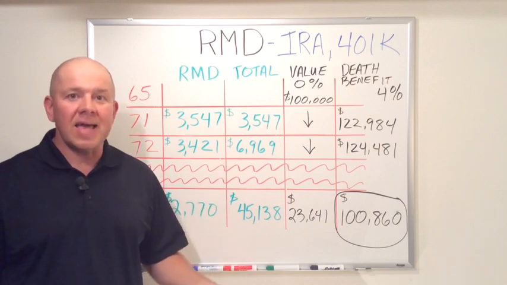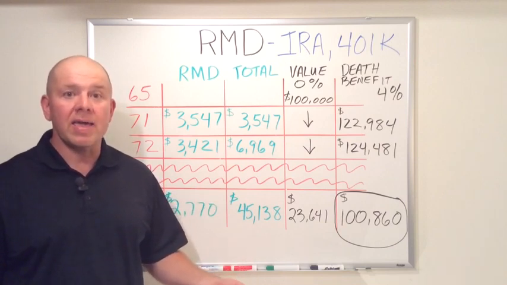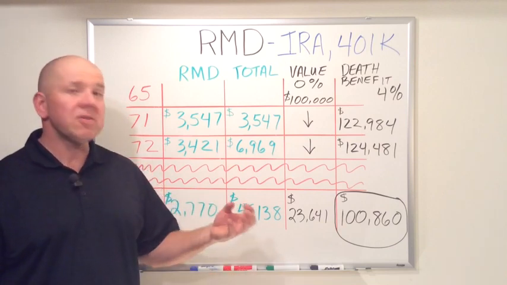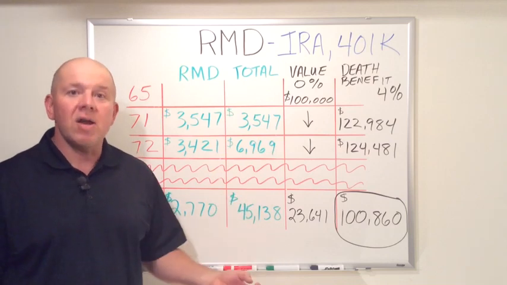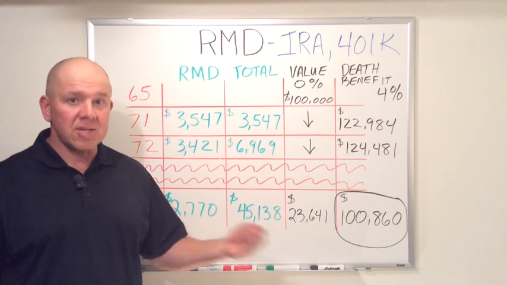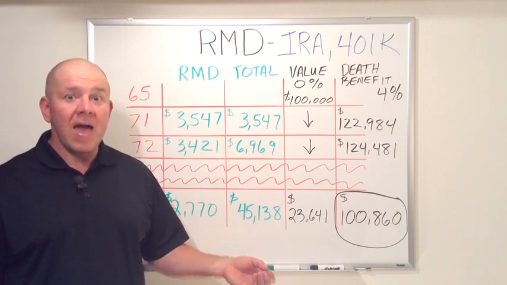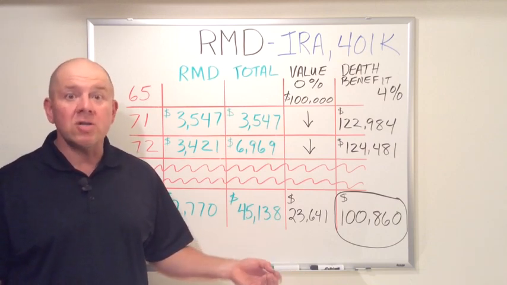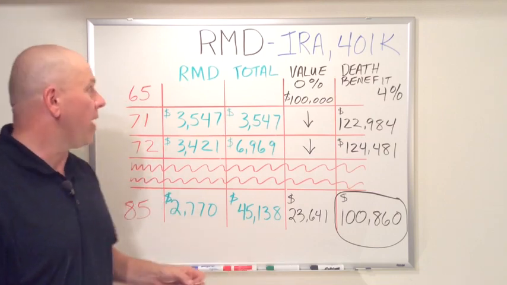Some people like this as an idea for their IRA accounts because it gives them a level of security that they're going to be able to take out their required distribution, be able to spend it, and still pass some money on to their family no matter what the market does or no matter what interest rates do. So let's go through it real quick.